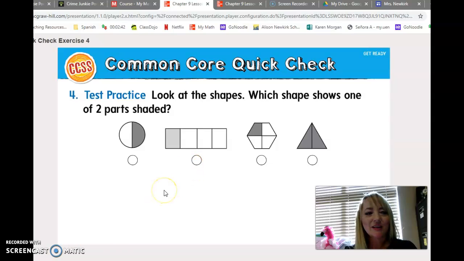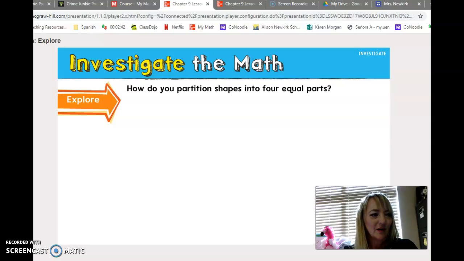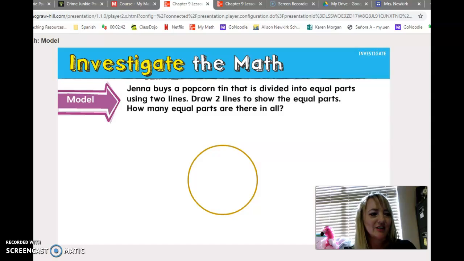Okay, test practice. Look at the shapes. Which shape shows one of 2 parts are shaded? So half of it is shaded. Circle, rectangle, hexagon, or triangle. It would be the circle, only half is shaded. Okay, we're going to skip that investigation.